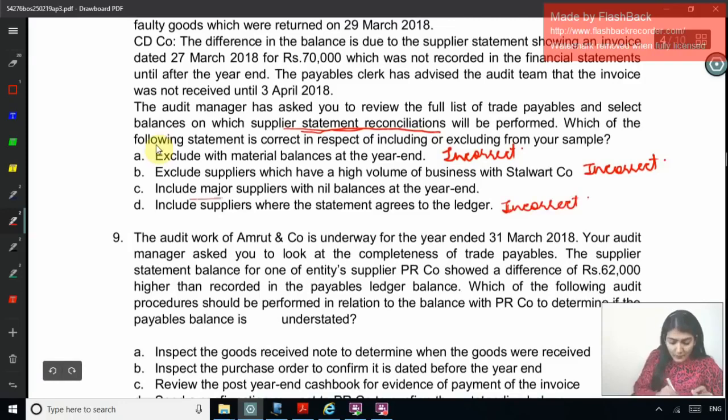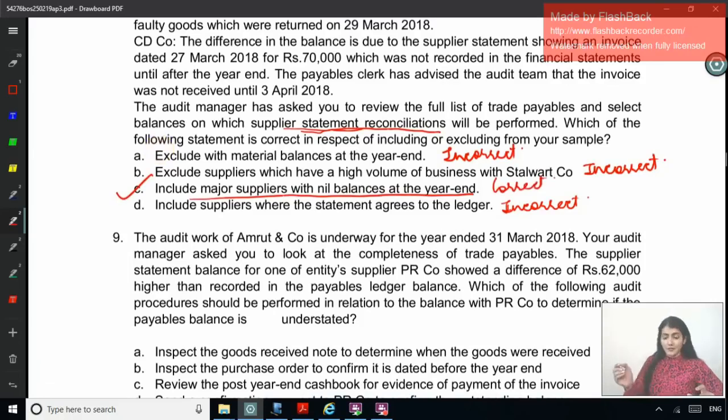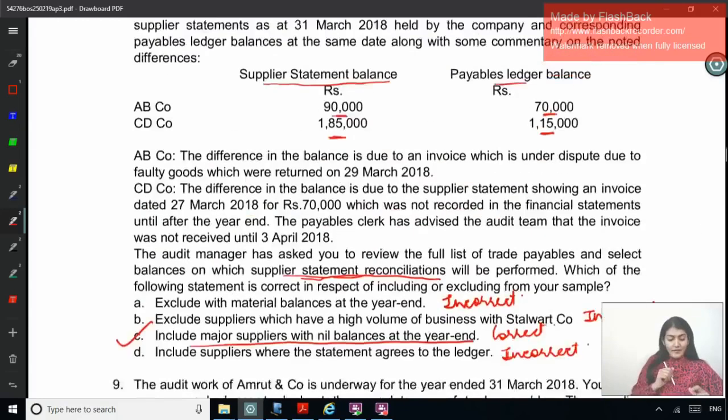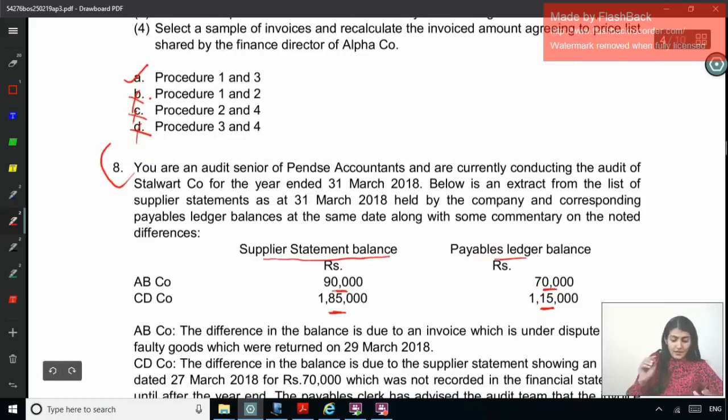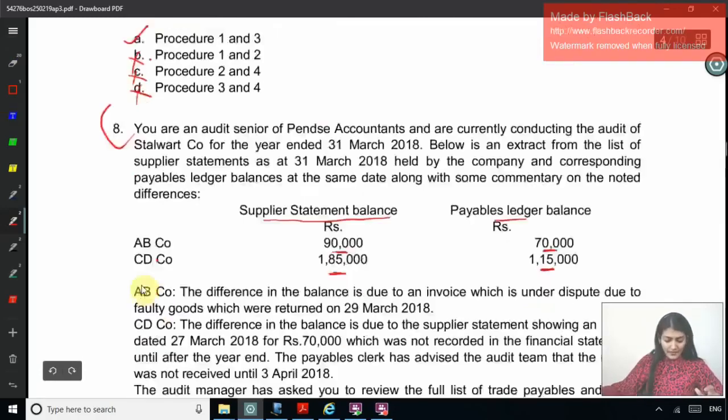Right, so which is the one which is correct over here? C, right? So include major suppliers with nil balances at the year end. Will you include those? Yes, that is correct. Right, does everybody agree with this? MCQ number 8 done. Right, coming to the ninth one.